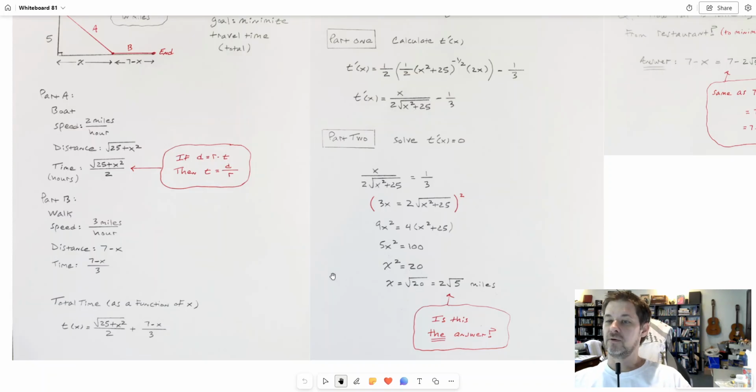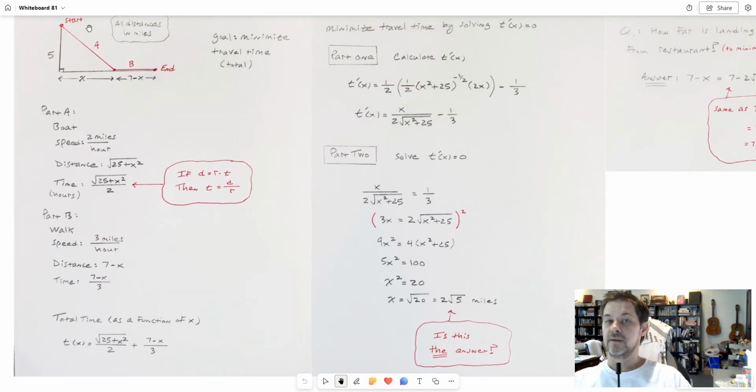Okay. So, all right, here's what you need to do. If you want to minimize your total travel time, this point where you land on the shore and walk the rest of the way from there is 2 root 5 miles from this point right here. Okay. That distance x for minimum travel time is 2 root 5 miles. Now, is that the answer though? This might be the number for x that minimizes your travel time, but there are lots of things somebody could ask me about this regarding the minimum travel time.